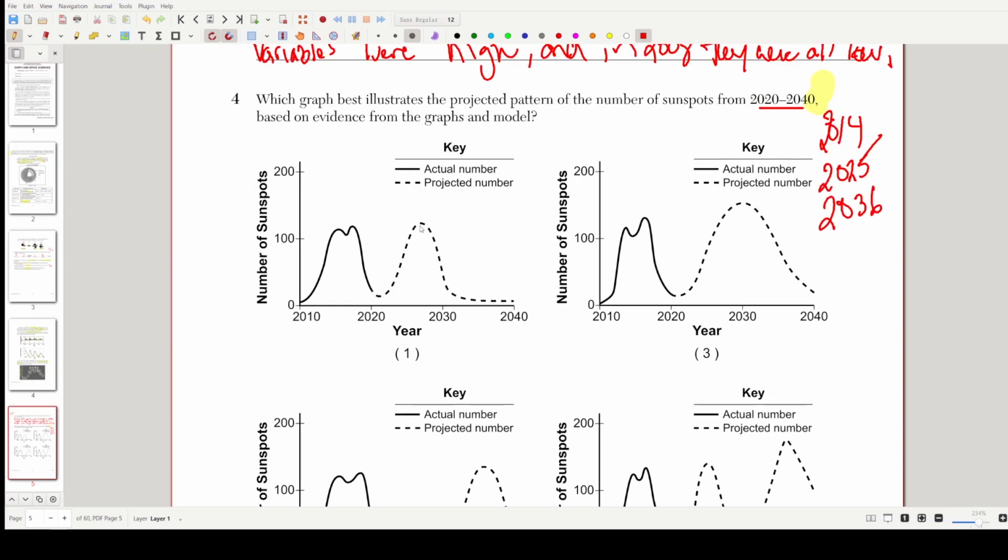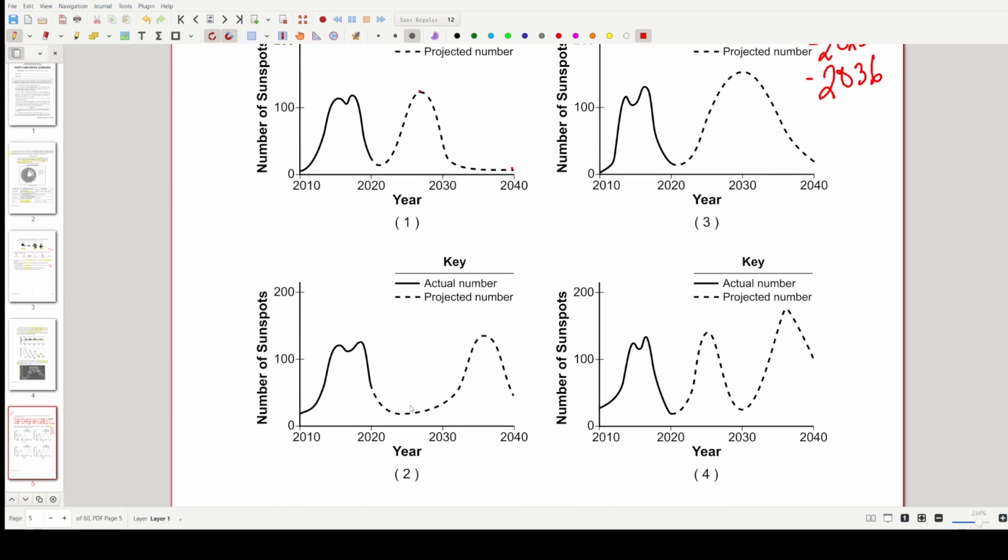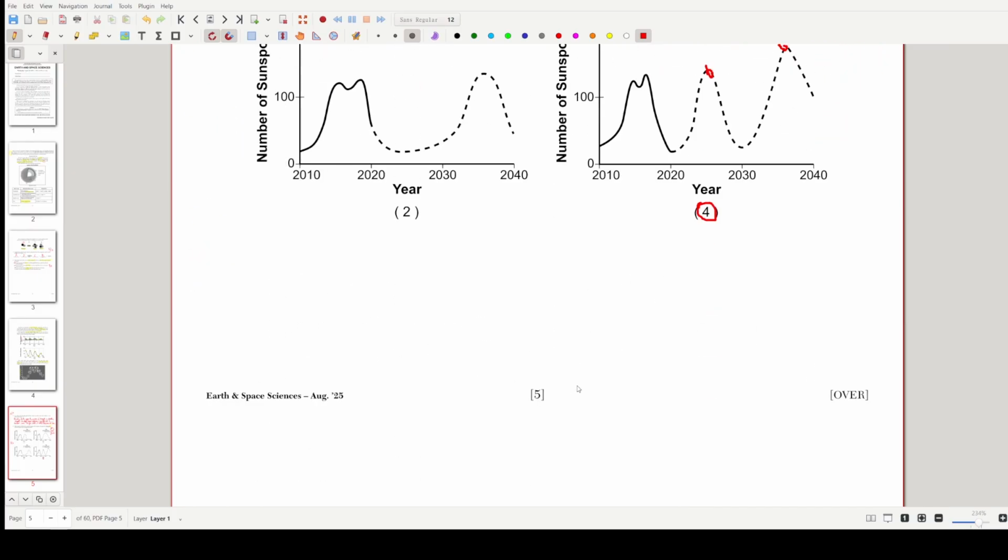So let's see. So look at this. Remember, this is the maximum projected. We need 2025 and 2036. So this doesn't have a 2025, but look, this does, 2025, 2036. Boom. That was easy. That's like a 3 out of 10. As long as you read up there, and you had that highlighted, that it was an 11-year cycle, you could just add and figure it out.